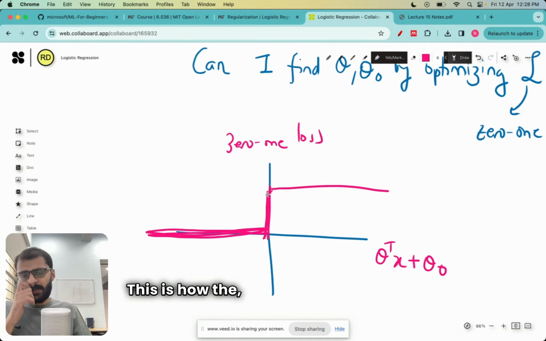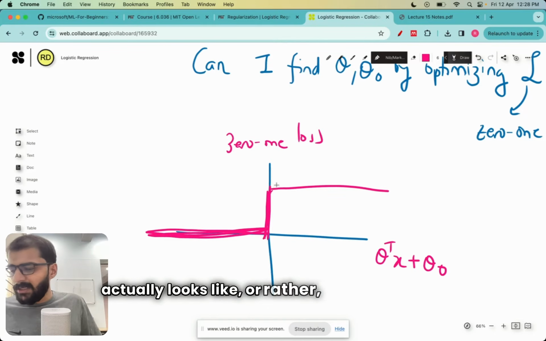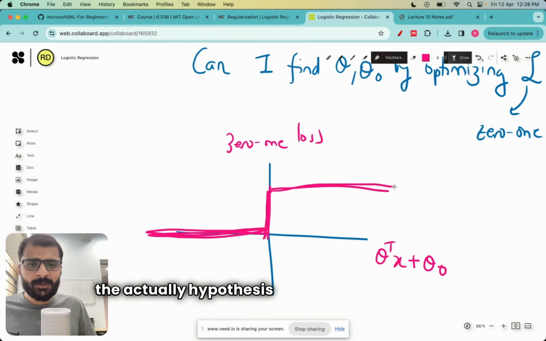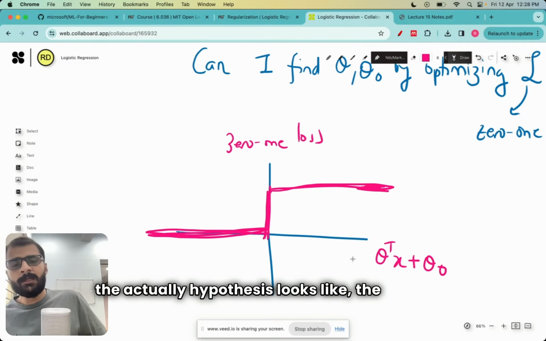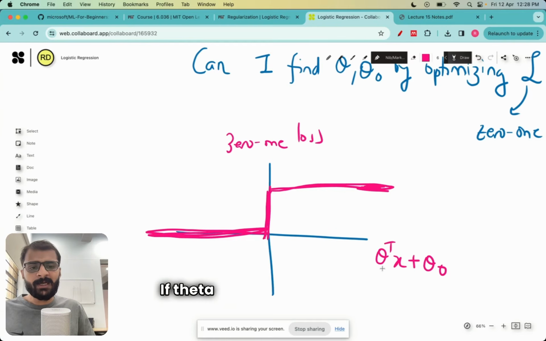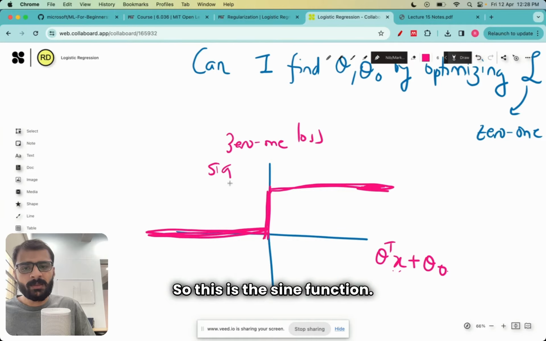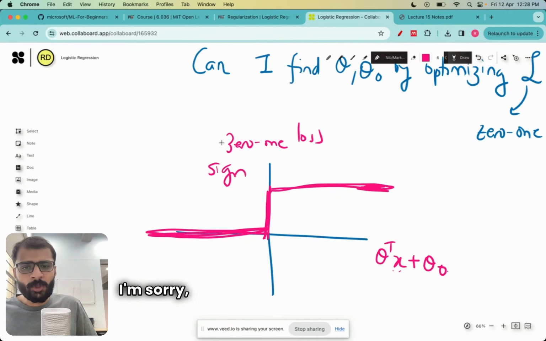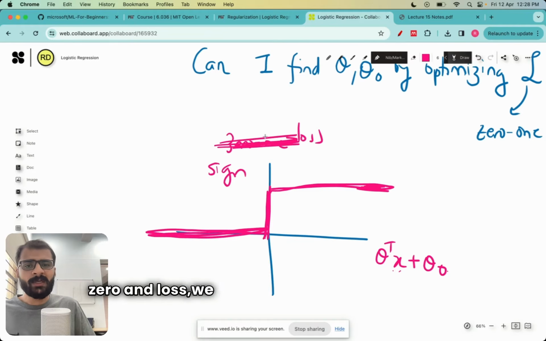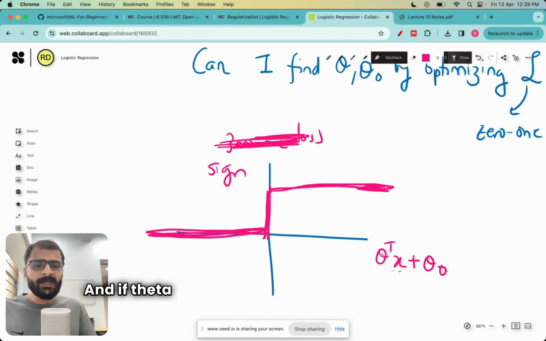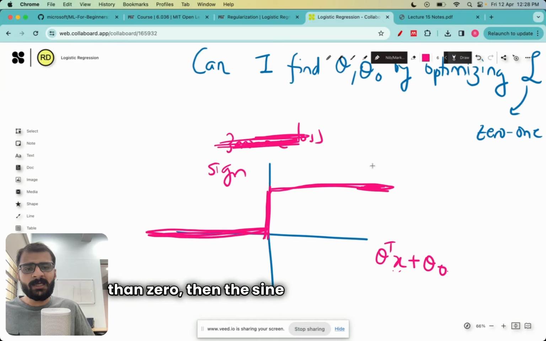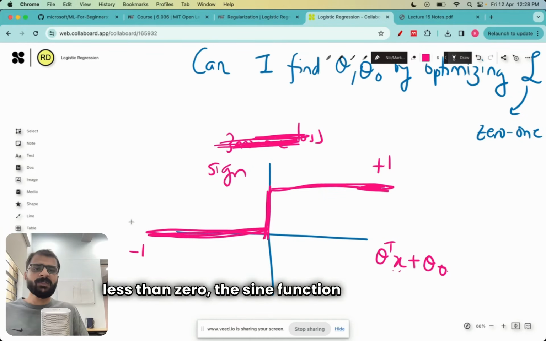This is how the hypothesis actually looks. It is the sign function: on the y-axis we don't have the 0-1 loss, we actually have the sign function. If theta transpose x plus theta naught is greater than 0, then the sign function is +1, and if theta transpose x plus theta naught is less than 0, the sign function is -1.